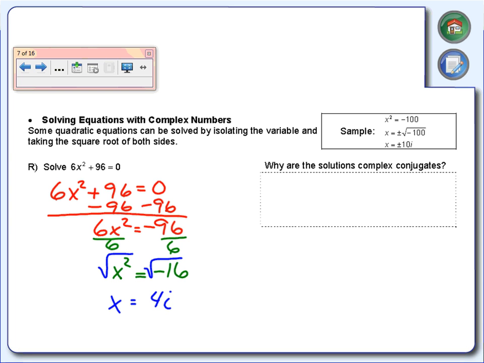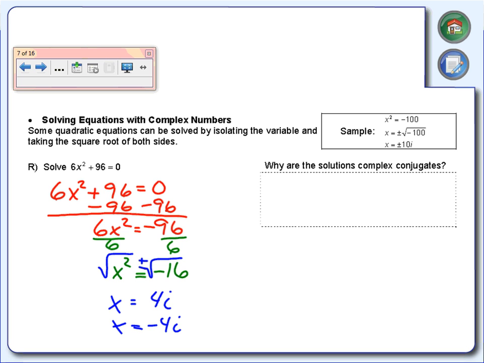We got a problem here, though. How many solutions are we supposed to have when it comes to quadratics? 2. How many do I have up there? 1. Why? What's going on here? Well, remember, we're taking the square root here. We're going to have a positive square root of a negative 16, which is the one we have found right here. But we're also going to have a negative square root of negative 16, which would end up giving me a negative 4i.